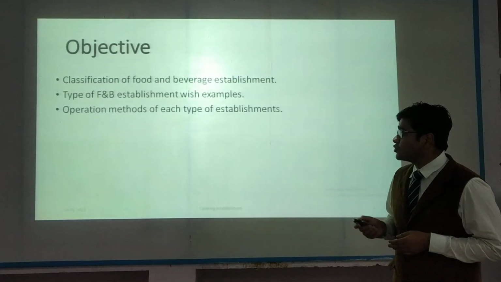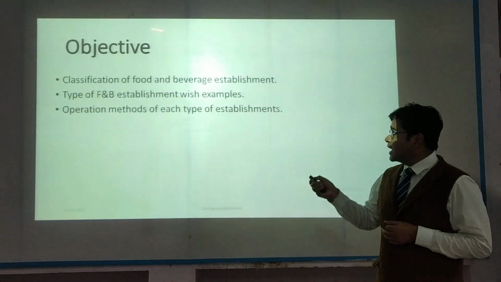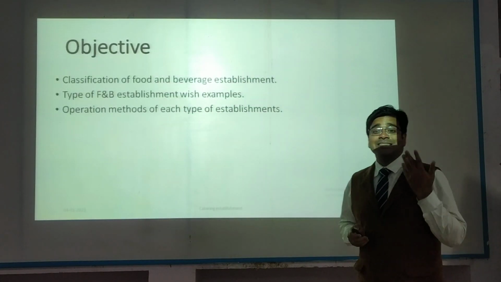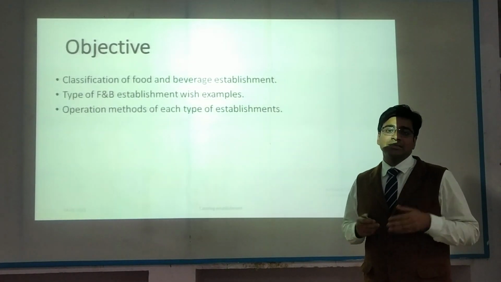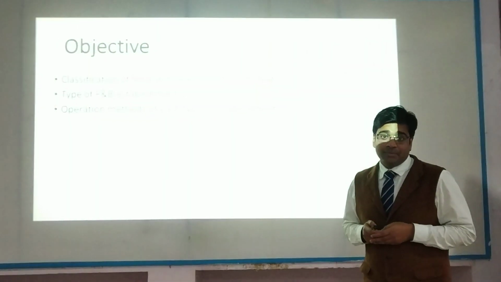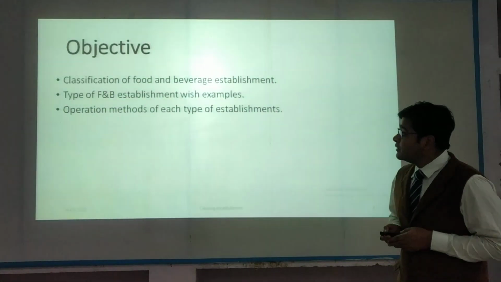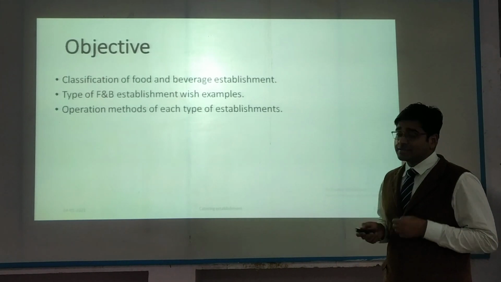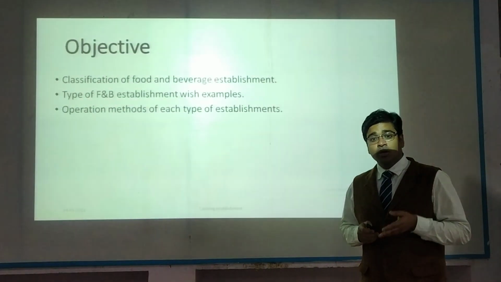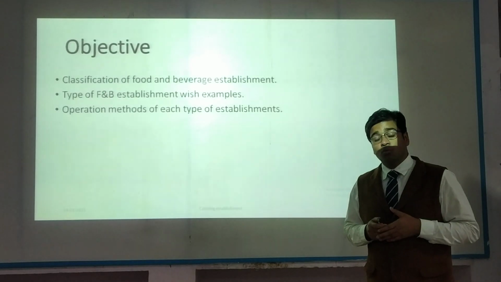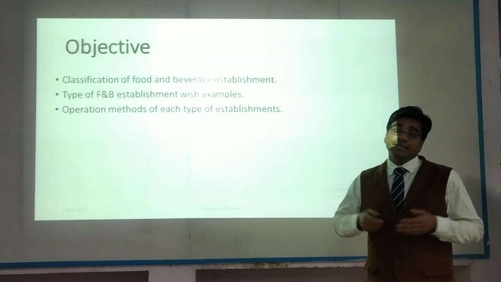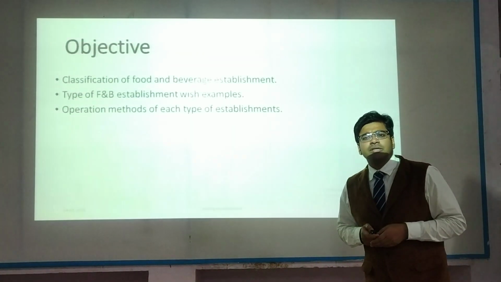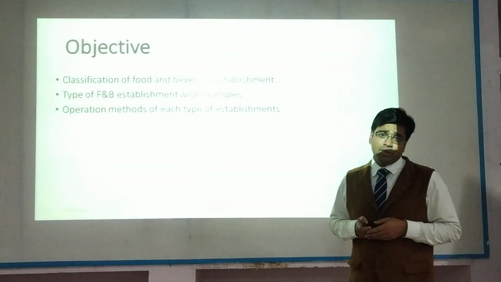So by the end of this topic, you will be able to know the classification of the food and beverage establishment. It means how many segments there are of food and beverage establishment in the society. Then there are the types of catering and food and beverage establishment with their examples. So what is an independent restaurant? What is a restaurant that goes inside the hotel? All this classification is there, which we'll be able to know.